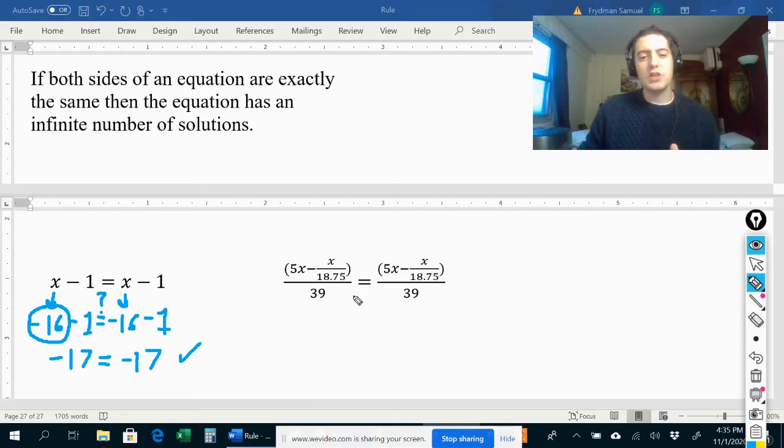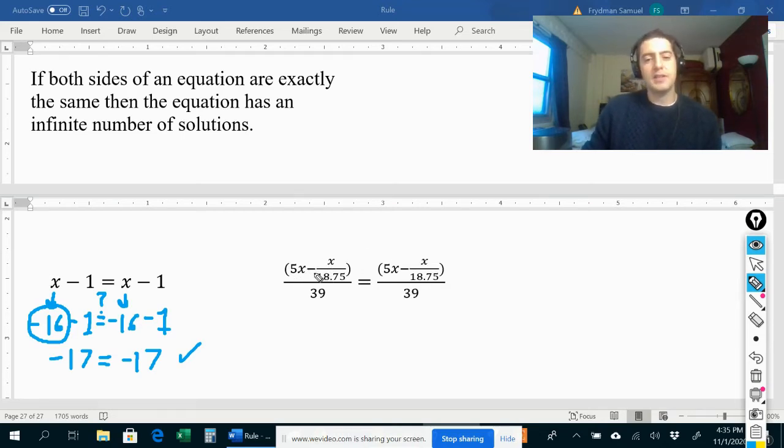Now, what about this equation over here? If I were to give you this equation and say, solve that, you might think to yourself, oh my goodness, Mr. Friedman, he's lost his mind. I can't do this. This is too hard. Why is he giving this to me? But this is actually an incredibly easy equation to solve, because look at it. Both sides are exactly the same.